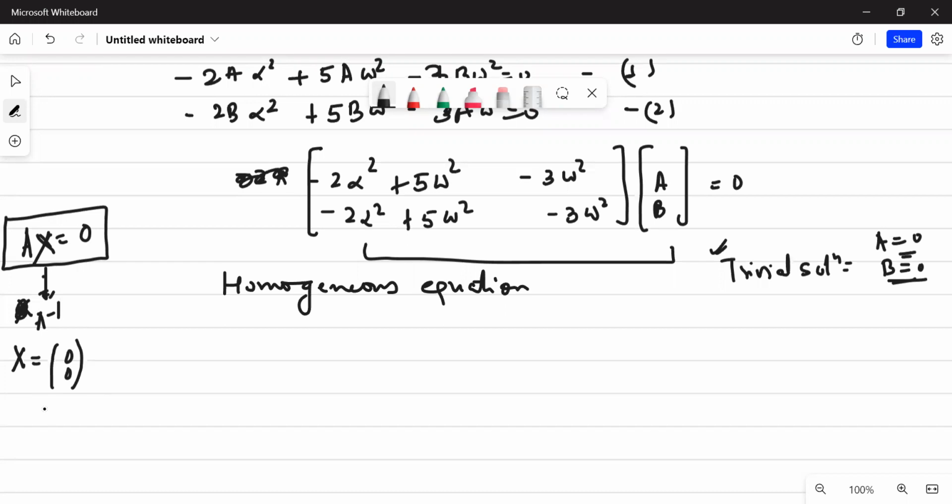However, in physics we are not interested in finding the trivial solution. We are interested in finding the non-trivial solution. By which I mean that if A inverse existed, then I could find only a trivial solution. Okay, is that clear? Not clear?